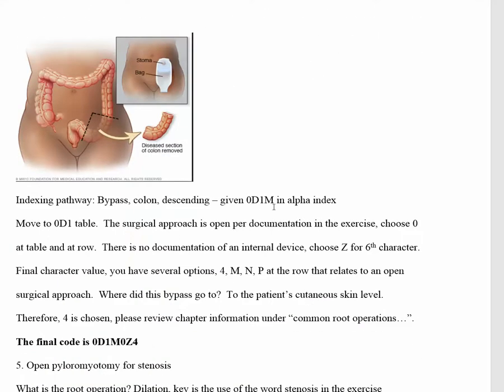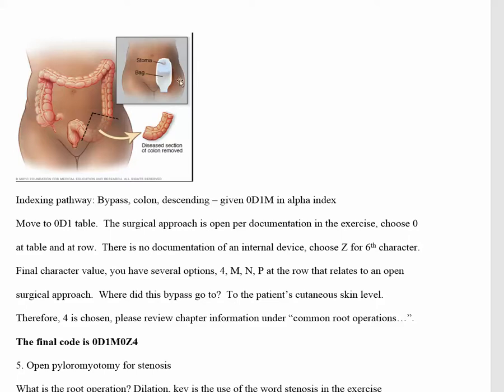We're given 0D1M in the alpha. We move to the 0D1 table. We already have the body part value of M. The surgical approach per our clinical documentation is open. We choose 0 for that. There was no device left inside the patient.